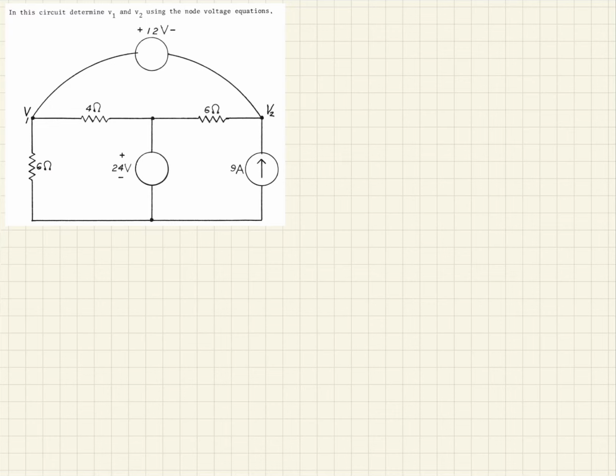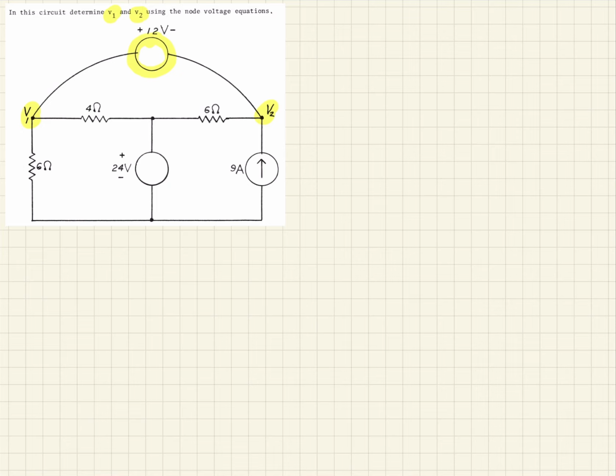So in this example, we're presented with this simple circuit, and we're asked to determine what the value of V1 and V2 are. So that's the voltage at these nodes, V1 and V2. And we notice that they are connected by this voltage source.